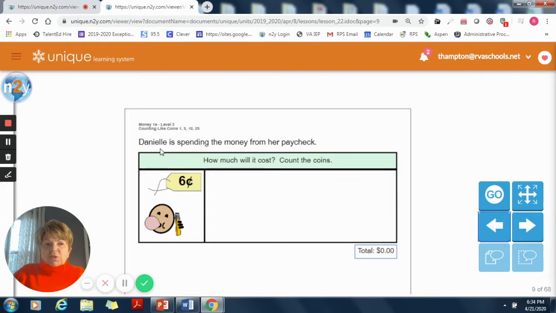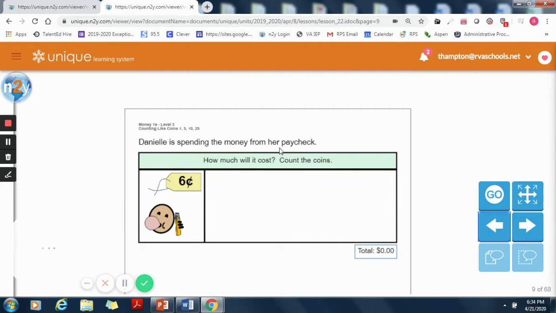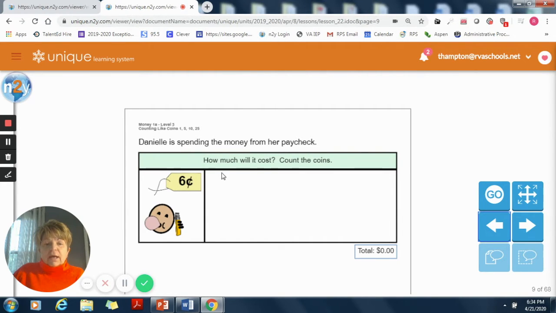So here, Danielle is spending the money from her paycheck. How much money will it cost? Count out the coins. Well, first we have to know, what are we buying, right? So she is buying gum. She's buying gum. And her gum is going to cost how much money? 6 cents. Her gum is going to cost 6 cents.